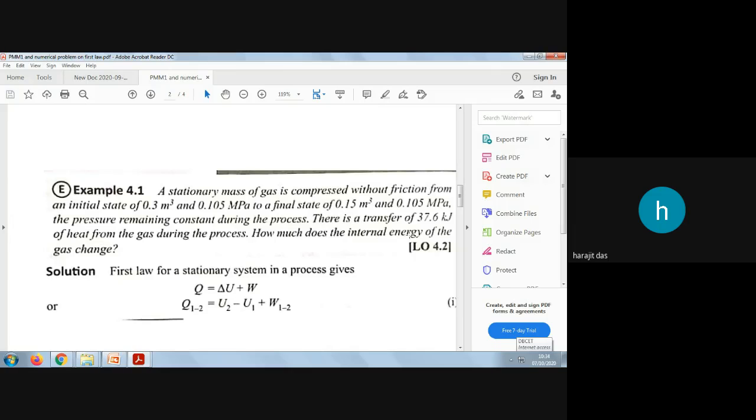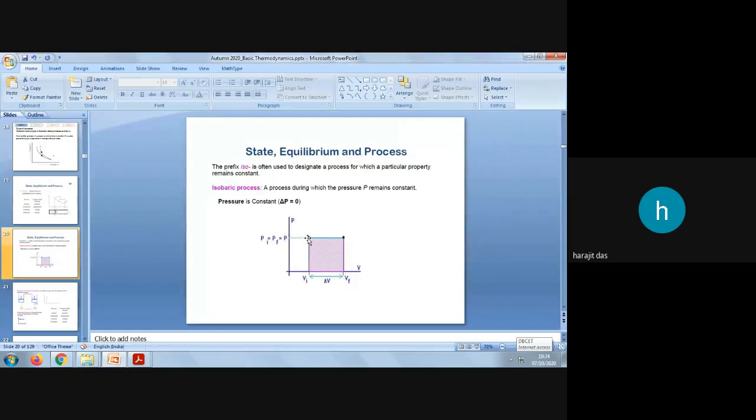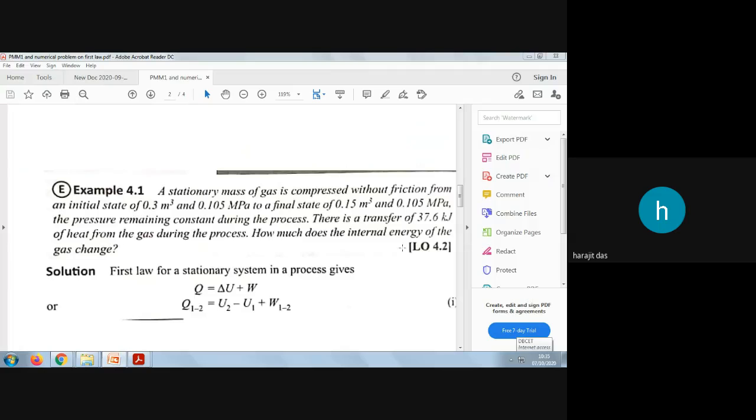How much does the internal energy of the gas change? In this process, P1 is given, P2 is given, and P is the same. The work interaction is given, meaning work is evolving, so it is positive. So in this process, what will be the change of internal energy? How much does the internal energy of the gas change?